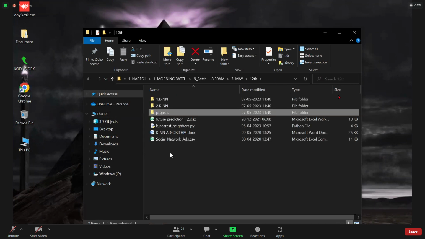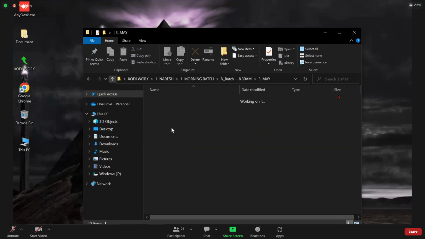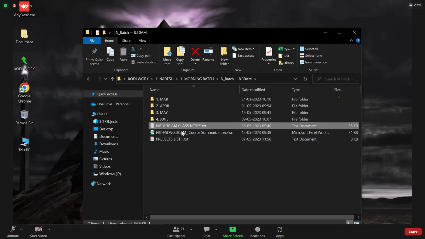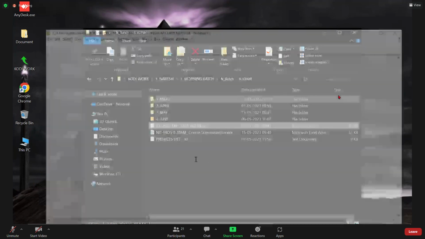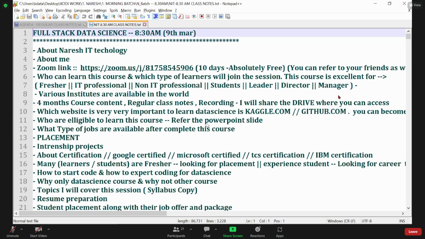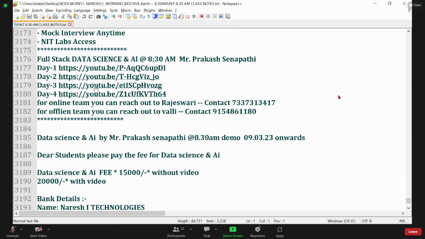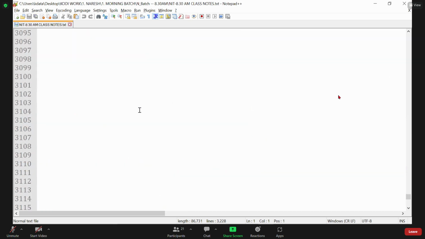Just one moment. So let's right click and edit with Notepad Plus. Okay, so here we go. Today's date is 16th.